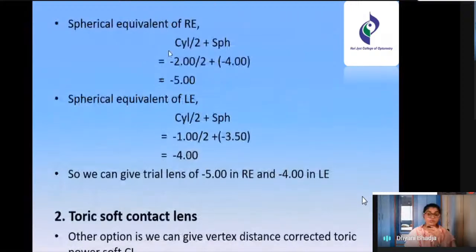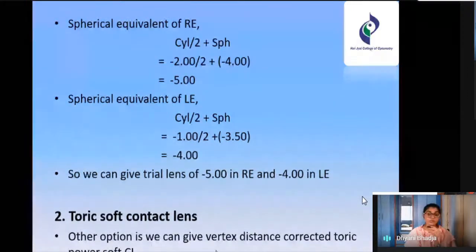with the help of this formula, sphere plus cylinder by 2, we will find our spherical equivalent. So the spherical equivalent of the right eye will be minus 5, and similarly the spherical equivalent of the left eye will be minus 4. So we can give a lens of minus 5 in the right eye and minus 4 in the left eye. And the second option is we can give vertex distance corrected toric powers of contact lens.